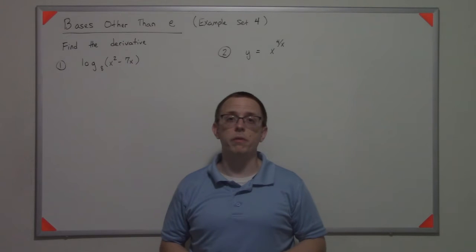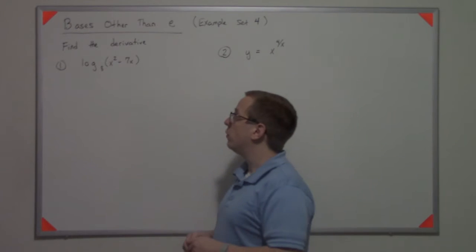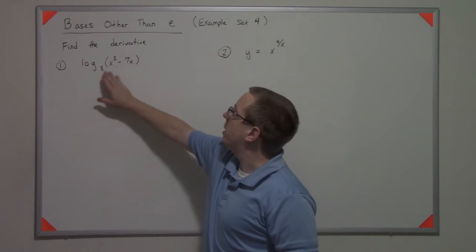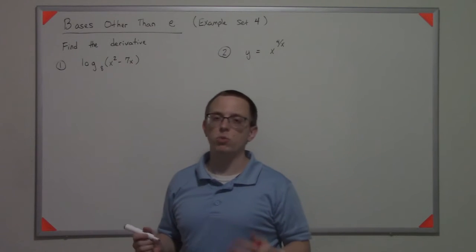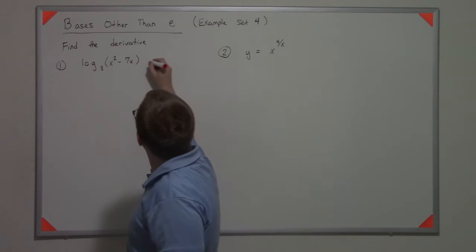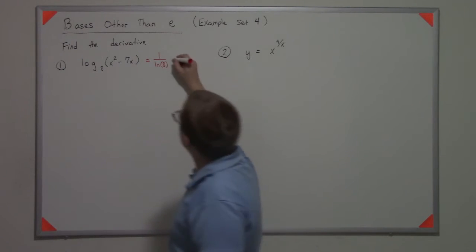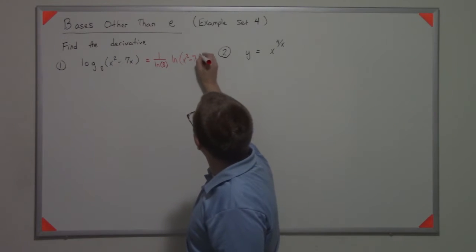Now we're going to do some derivatives that involve logs with arbitrary bases. The first thing we want to do is remember that change of base formula. So if I have log base 8 of x squared minus 7x, what I'd rather do is rewrite that as 1 over the natural log of 8 times the natural log of x squared minus 7x.